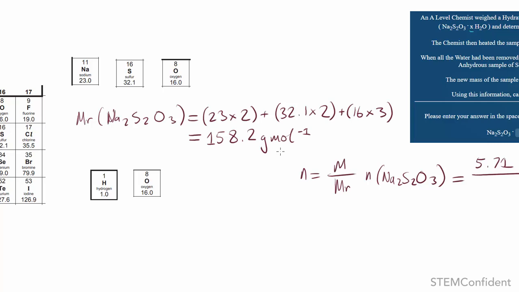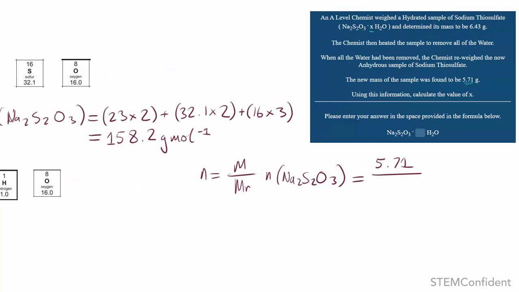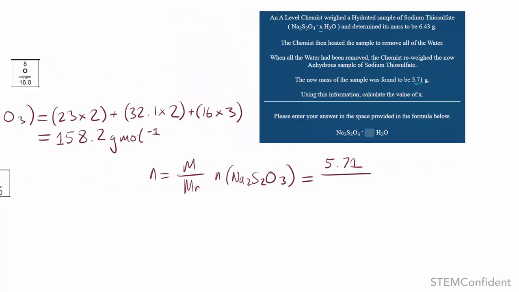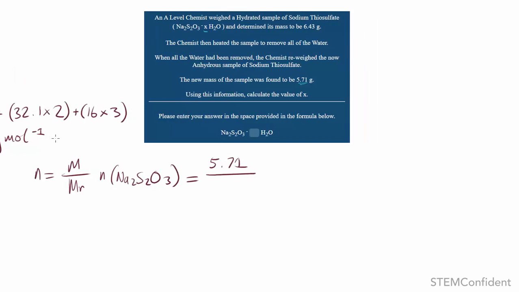Okay, all right, now the other thing I'm going to do here is we do need to work out the number of moles of the H2O. But before we get that, let's finish this out. So 5.71 divided by 158.2, right? If you do that, you're going to work out the number of moles for the sodium disulfate. When you work this out, this should give you 0.036094, right? And that's going to be in moles.